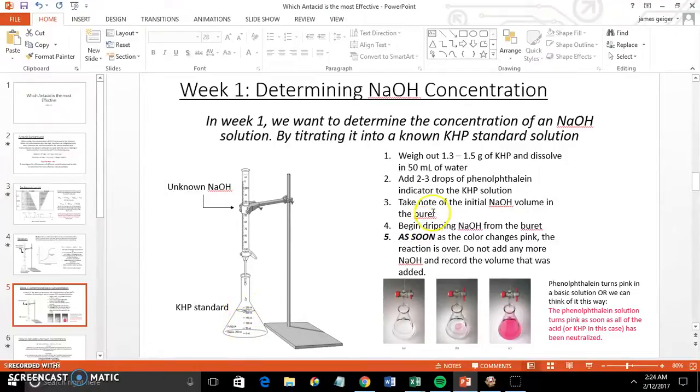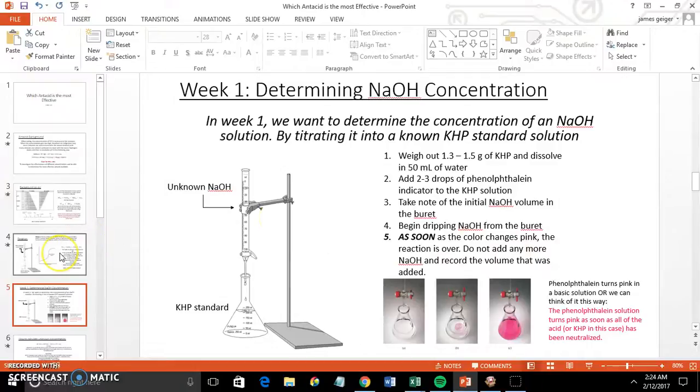Okay? Then we're going to take note of our initial volume of NaOH in the burette, and then we're going to begin dripping NaOH from the burette into this KHP standard solution. And as soon as the color changes pink, the reaction is over. We don't want to add any more NaOH.